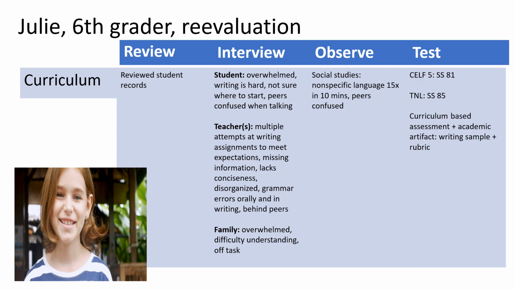Moving over to testing and understanding the curricular demands. I did 2 standardized assessments. On the SELF-5, I see that she got a standard score of 81. I look in the manual and the cut score that gives us the best sensitivity and specificity is 80, so she's right on the cusp of it. On the TNL, her standard score is 85 and the cut score is 92, so she's lower, and that would make sense given some of the concerns. And then I really want to dig into a curriculum-based assessment and academic artifact, and that's going to be a writing sample and a rubric.